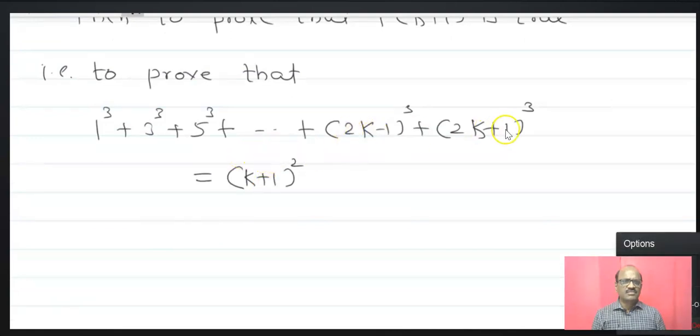How this term comes here. Now here k is replaced by k plus 1. If we replace this k by k plus 1, then in the bracket you will get 2k plus 2, and here is minus 1. Plus 2 minus 1 becomes plus 1.